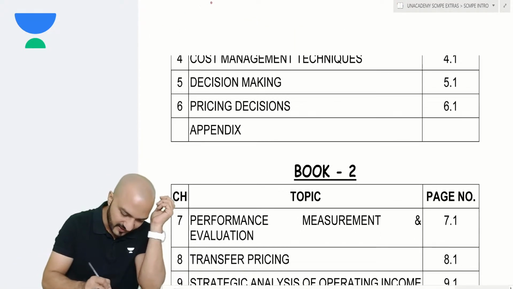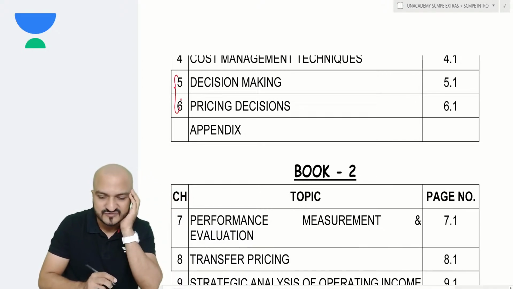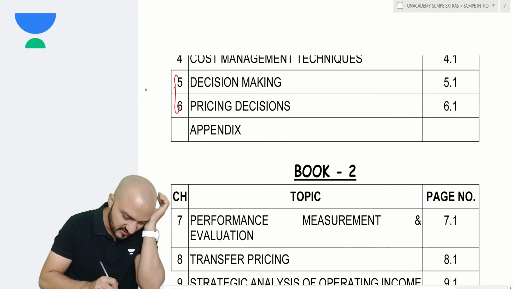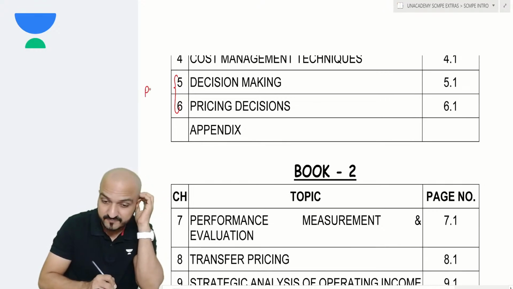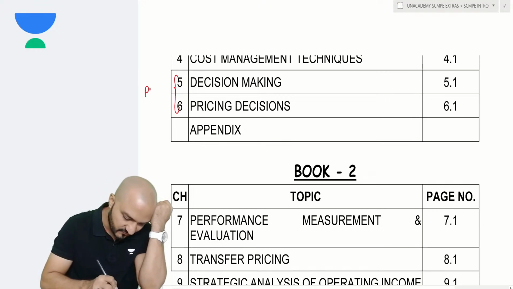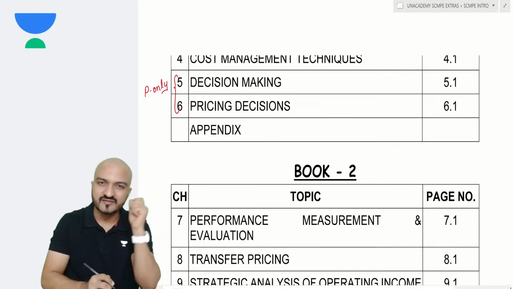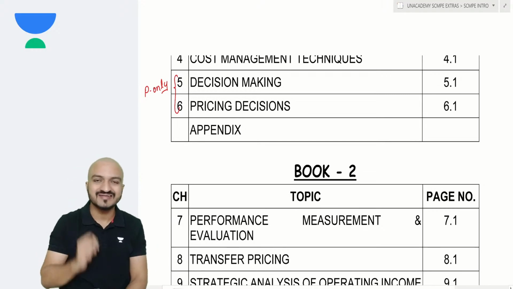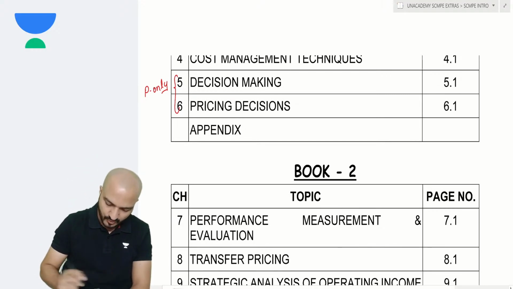Then chapter 5 and chapter 6 is again a bunch of chapters, but these chapters contain mostly practicals only. Yeah, chapter 5 and 6 are famous for practicals only. Some theory is there, but not very important. We will discuss theories also, but not very important.